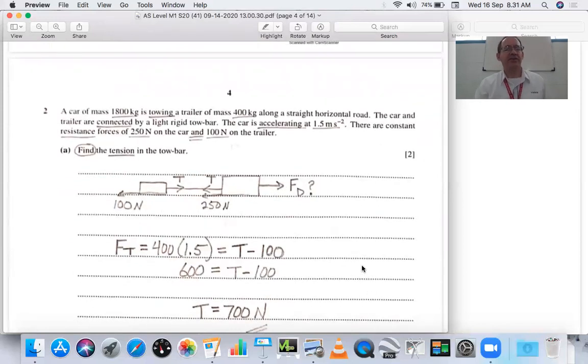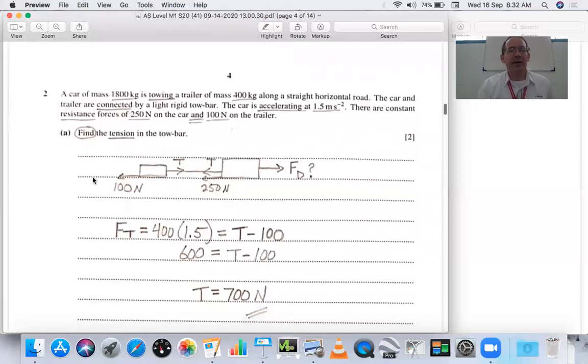A car of mass 1,800 kilograms is towing a trailer of mass 400 kilograms along a straight horizontal road. The car and trailer are connected by a light rigid tow bar. The car is accelerating at 1.5 meters per second squared, and there are constant resistant forces of 250 newtons on the car and 100 newtons on the trailer. Find the tension in the tow bar.